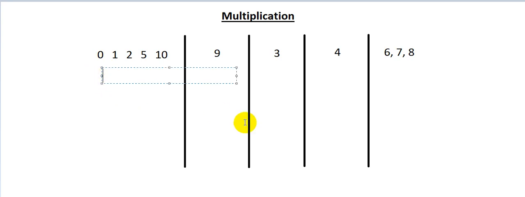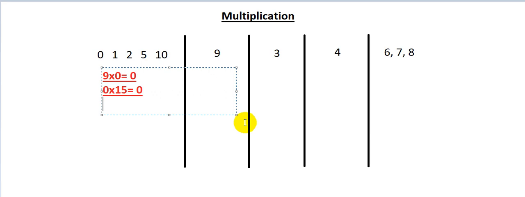The rule for 0 is when I have a multiplication with 0 in it, and it doesn't matter if 0 is first or second in a multiplication, and it doesn't matter what number it's multiplying. The result is always 0.